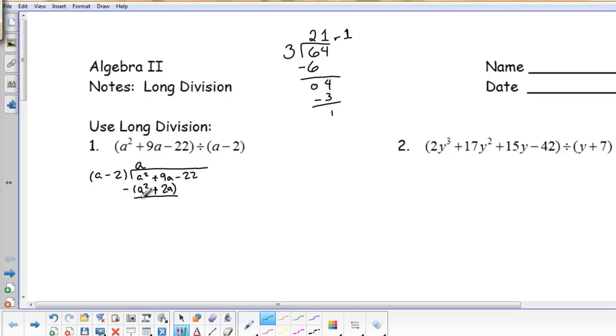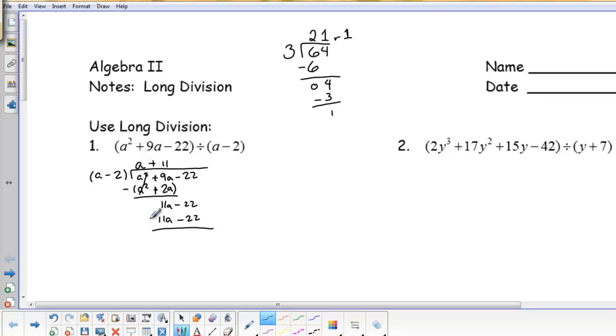A check in every step of polynomial long division is right here. Every time you do this, these two numbers cancel out. If they do not, you have made a mistake. So please be careful about that. Here you get 11a minus 22, and then we start over again. What number times a equals 11a? And that's going to be 11. Now we multiply the 11 across both of the numbers in the binomial, and we get 11a minus 22.